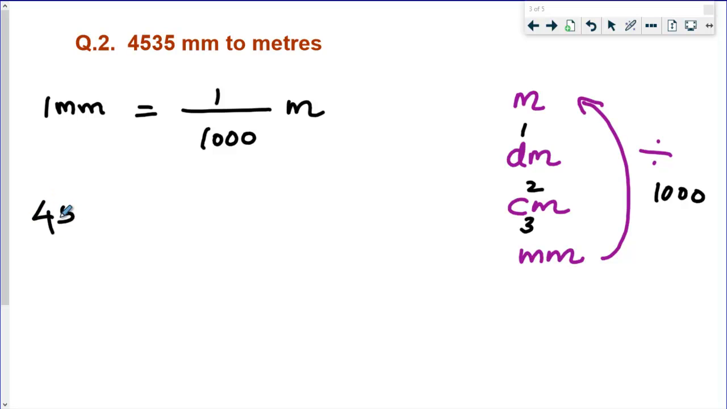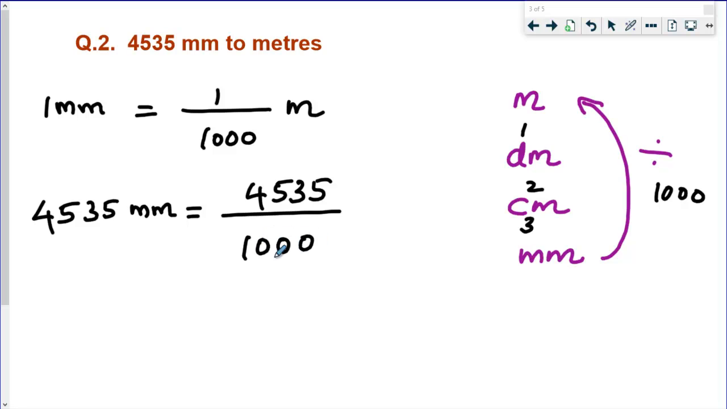Therefore 4535 millimeter is equal to 4535 divided by 1000. If you want to divide it with 1000, in denominator there are 3 zeros. So in our answer, after decimal point there must be 3 digits. That digit we have to count from right end to left end. That is first one, second one, third one. So we have to write decimal point after 4. So 4.535 meter. Here also meter.